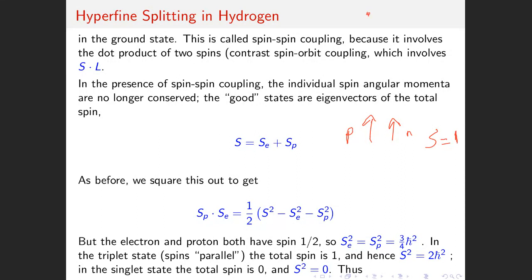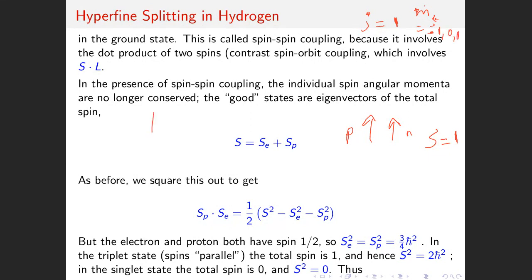You know that if your J is, in this case, 1, then M_J will be going from -1, 0, and 1. So this will be a triplet state.